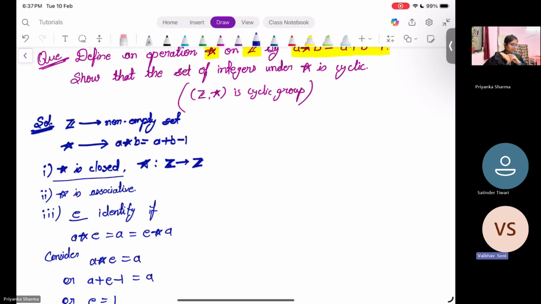I think, ma'am, the generator is 2 or minus 2 maybe. 2 and minus 2. Okay. Why? Or maybe, ma'am, it is 1 or minus 1, same as Z. Okay. So, but how to proceed? Like, how to prove it?